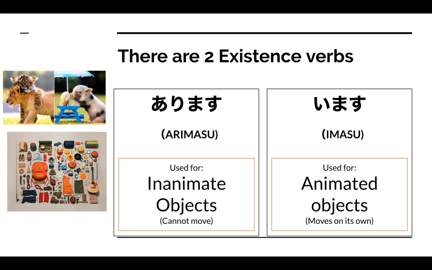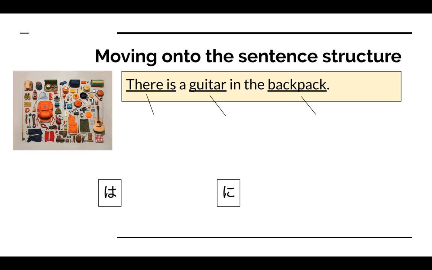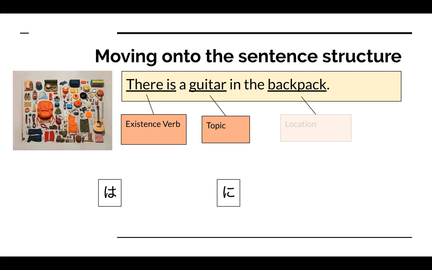So trees and leaves are inanimate objects. They are not animated objects. Keep that in mind. Then moving on to the sentence structure. I want to say that there's a guitar in my backpack. So there is happens to be the existence verb. The guitar is the topic and the backpack is the location. Because where is the guitar? It's in the backpack, right?